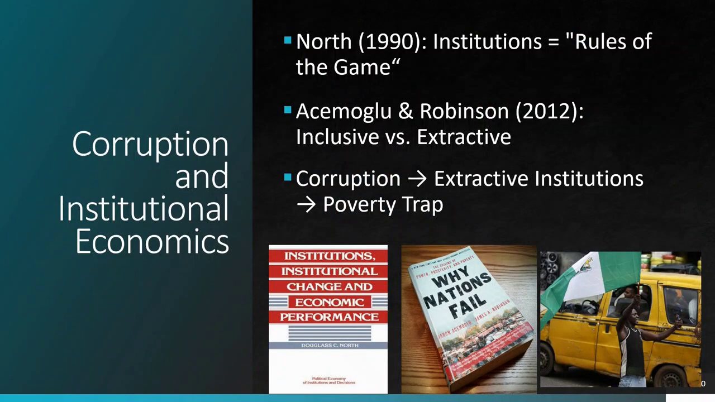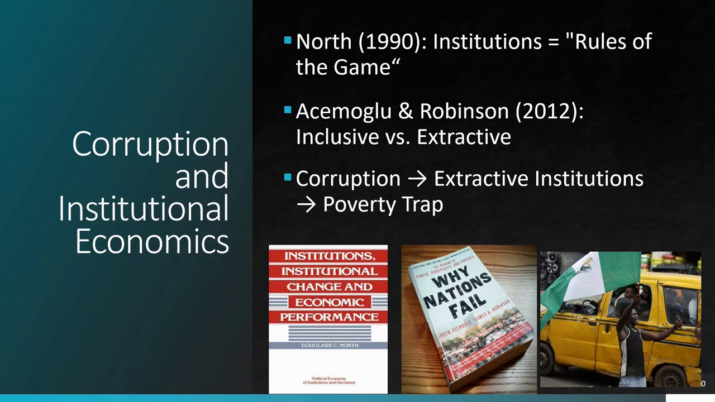Douglas North described institutions as the rules of the game in society, the formal and informal constraints that shape human interaction. When corruption takes hold, those rules are weakened. Instead of fair competition, we see favoritism. Instead of predictable enforcement, we see uncertainty.